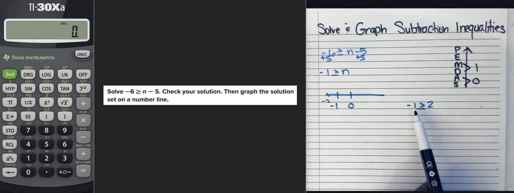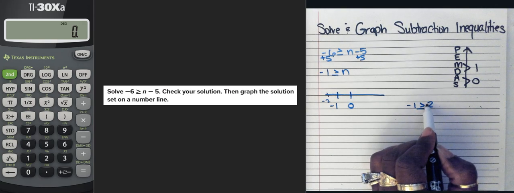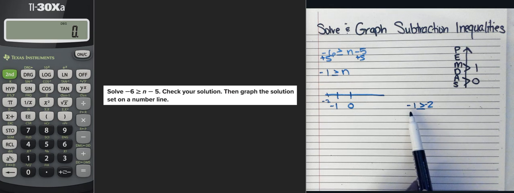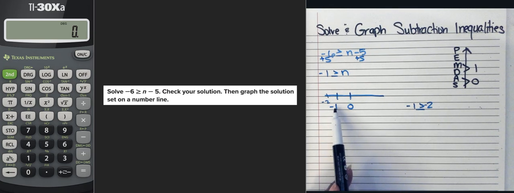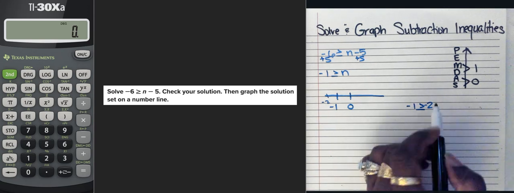Is this a true statement? Is -1 greater than or equal to -2? Yes, it is. It's greater than because it's to the right of -2. So yes, this is a true statement.